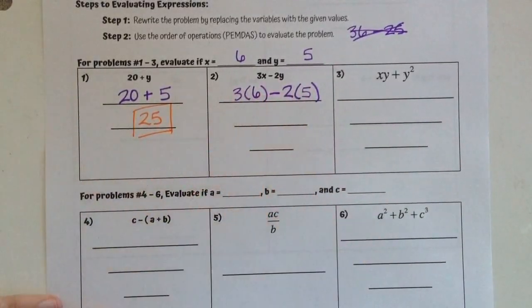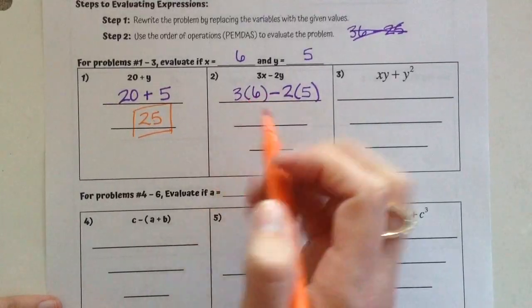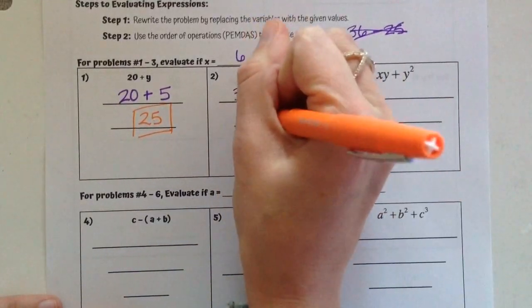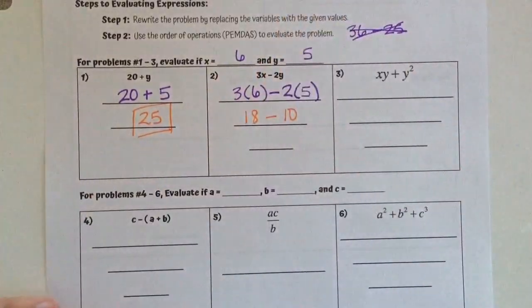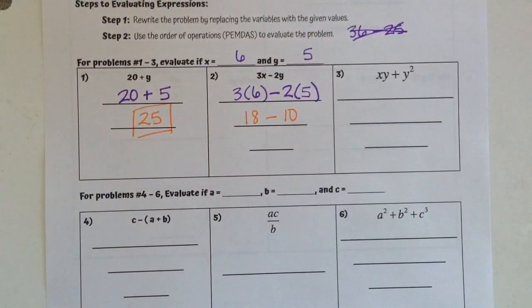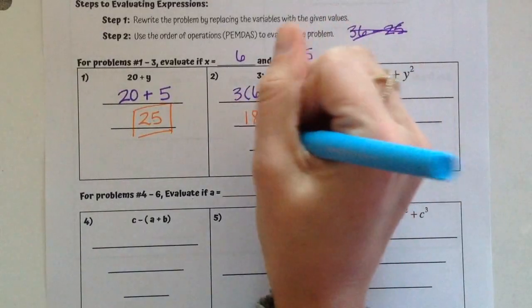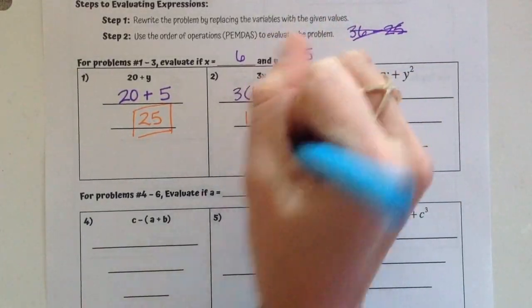Remember that we multiply before we subtract. So 3 times 6 is 18, minus 2 times 5 is 10. And then all we need to do is our next step, which is to subtract 18 minus 10, and that gives us 8.